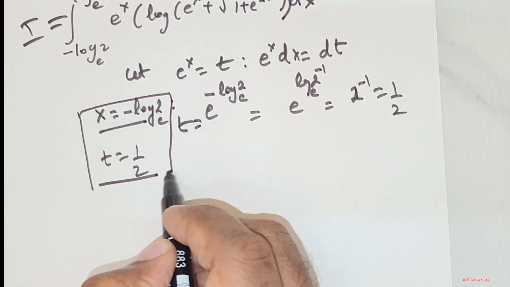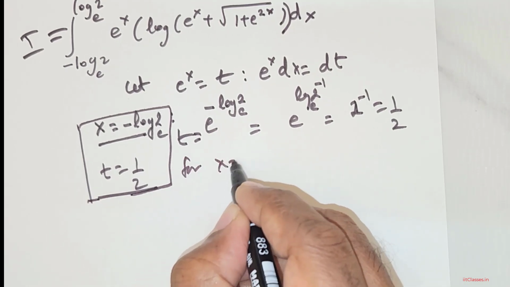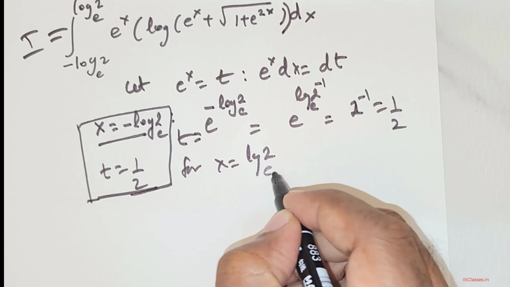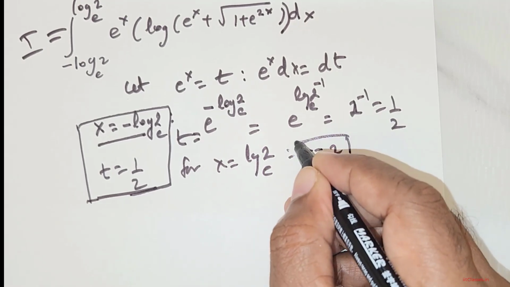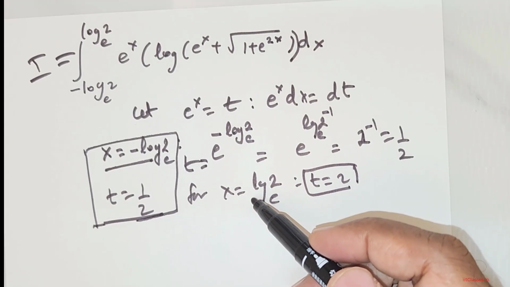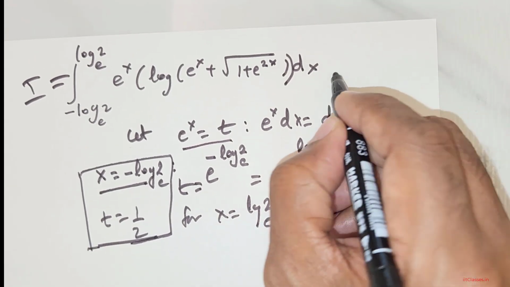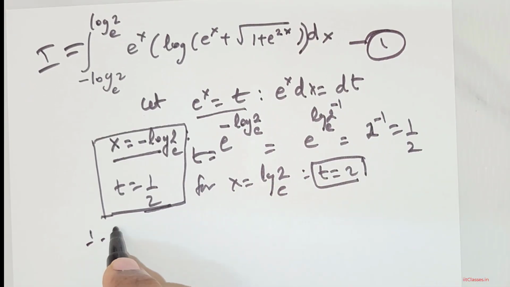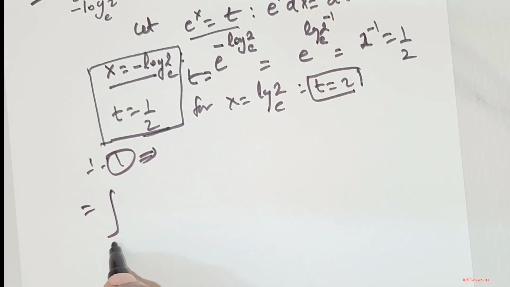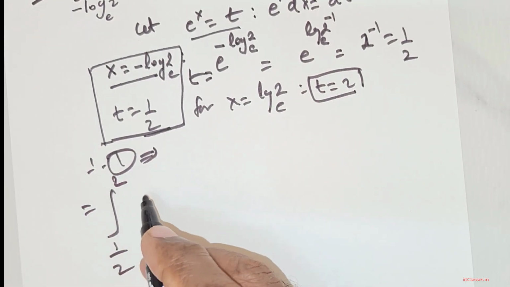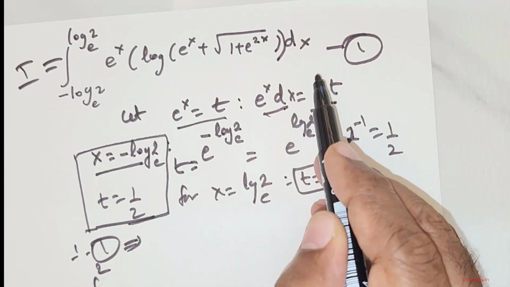So that's the very important limit adjustment. So for x is equal to log 2 to the base e, t will be equal to 2. So that is quite obvious from the way in which we have set t. So if I were to take this as 1, therefore I can rewrite it as integral 1 over 2 to 2. Now e raised to the power of x dx is dt.